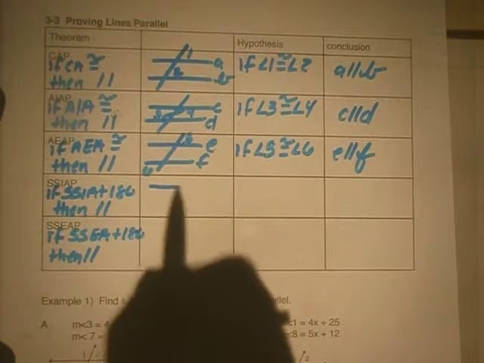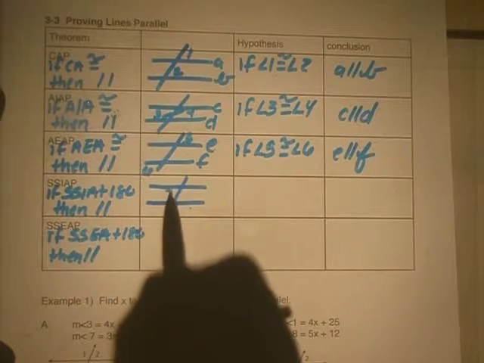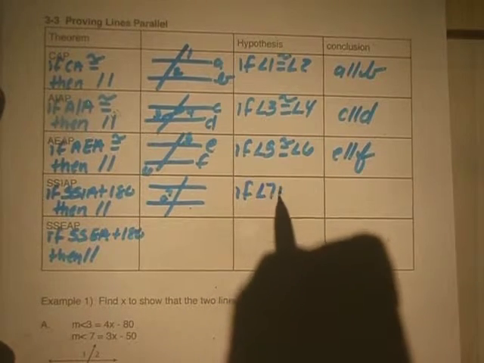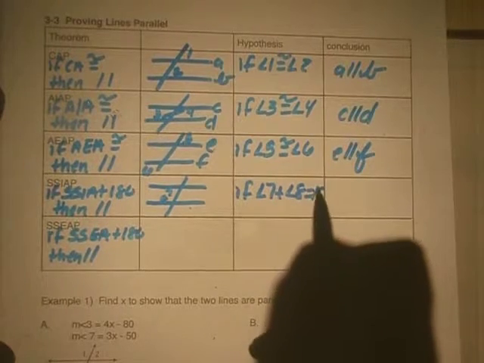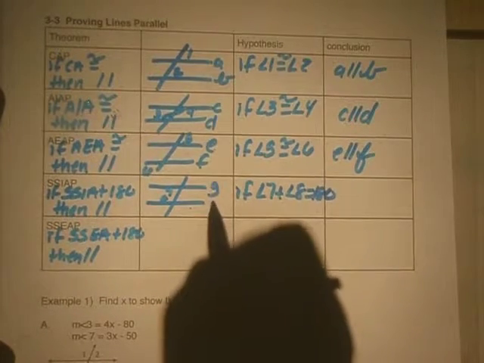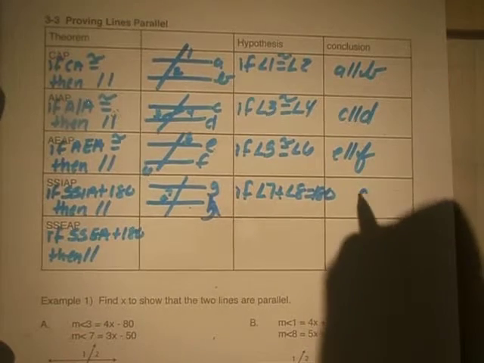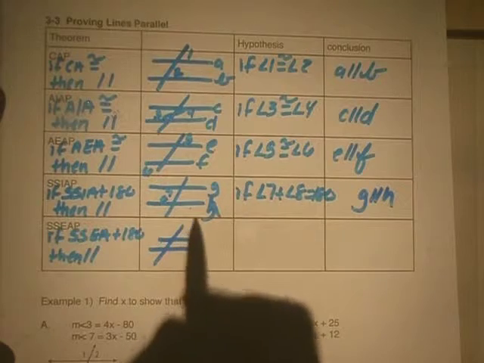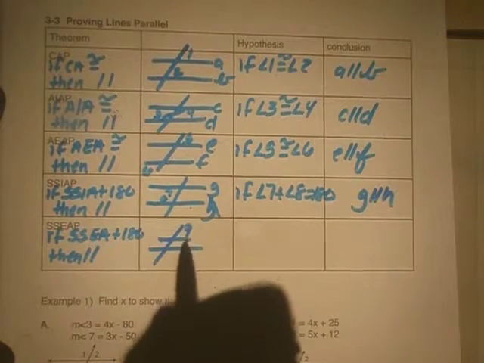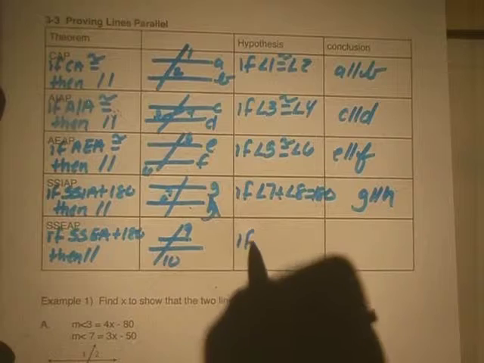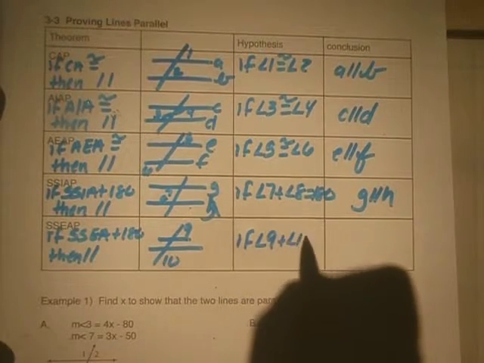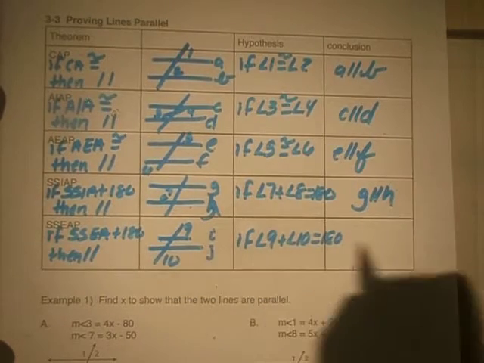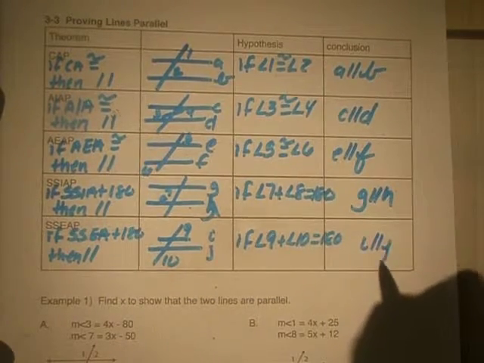So this picture, we're going to call this 7 and 8. If angle 7 plus angle 8 equals 180, then G is parallel to H. And we'll call these angles 9 and 10. If angle 9 plus angle 10 equals 180, then I is parallel to J.